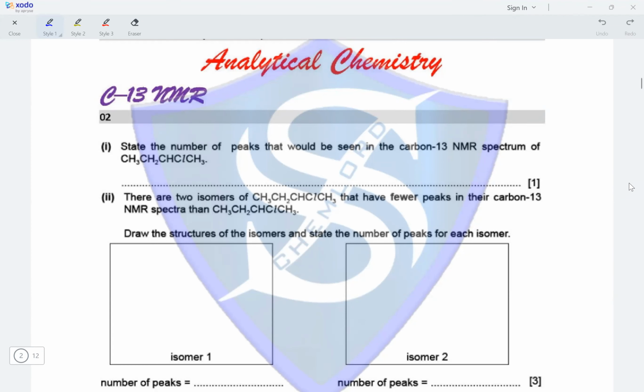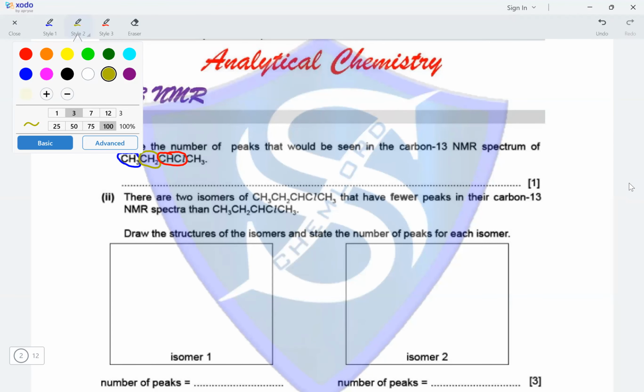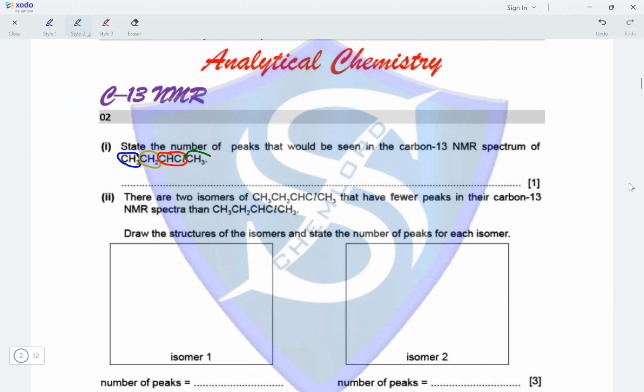Question 2. State the number of peaks that would be seen in the carbon 13 NMR spectrum of CH3, CH2, CHCl, CH3. So here we've got a CH3 group attached to a CH2, that is one peak. Then we have a CH2 attached to a CHCl and a CH3 on both sides, that is the second environment. We've got a CHCl, which will be the third environment. And we've got a CH3 group attached to a CHCl, which would be the fourth environment for carbon. So in total, we would have 4 peaks for the given compound.